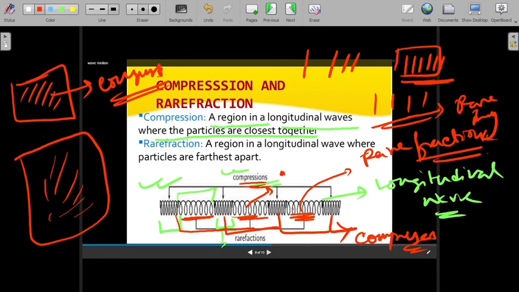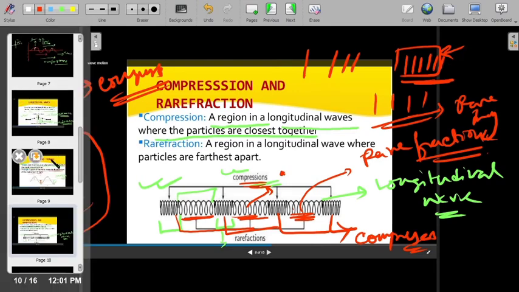Okay, and when the particles are compressed, or when the particles have a minimal gap between them, that position is called the compression. Okay, so let's move on to the next slide.